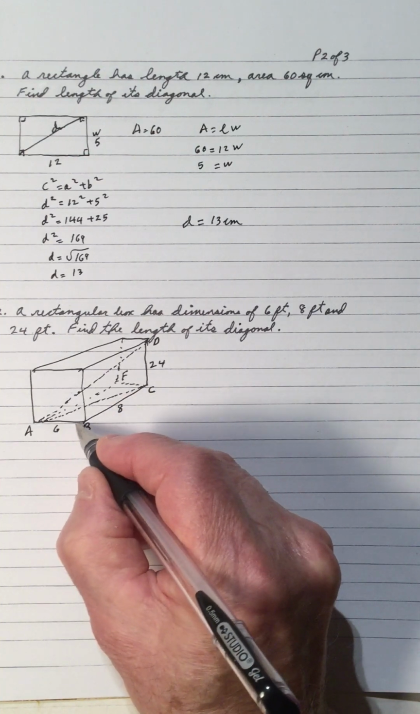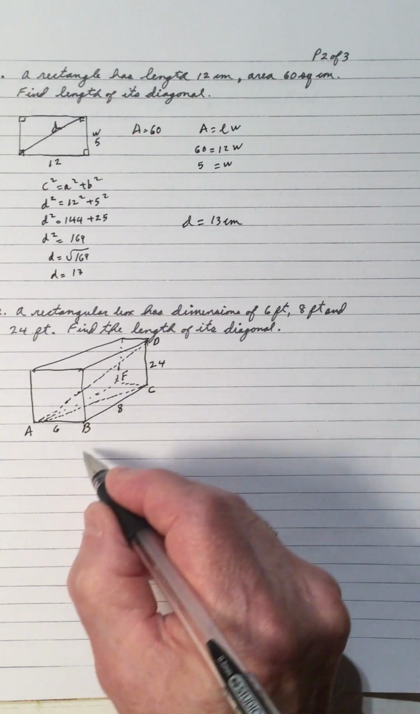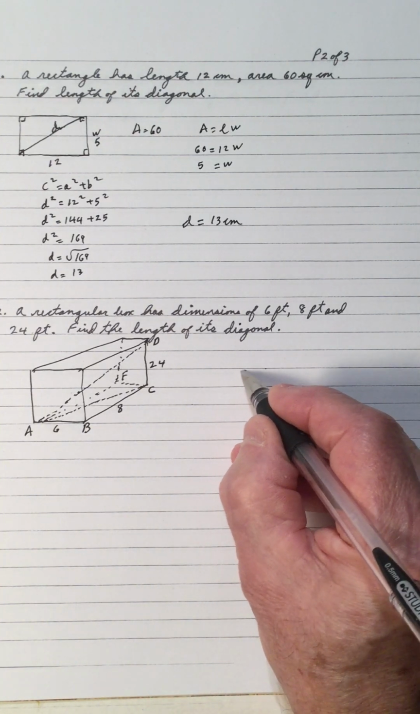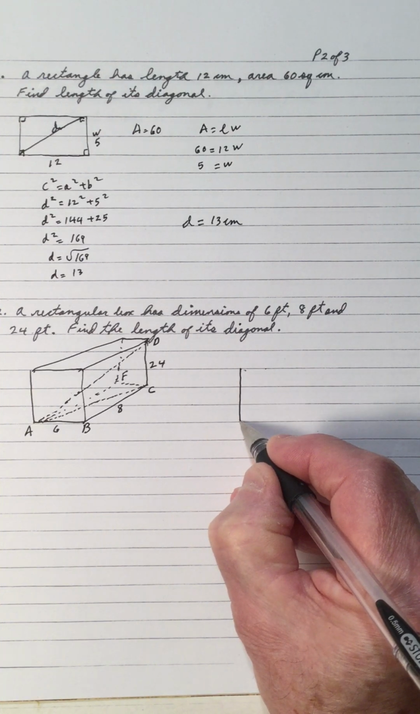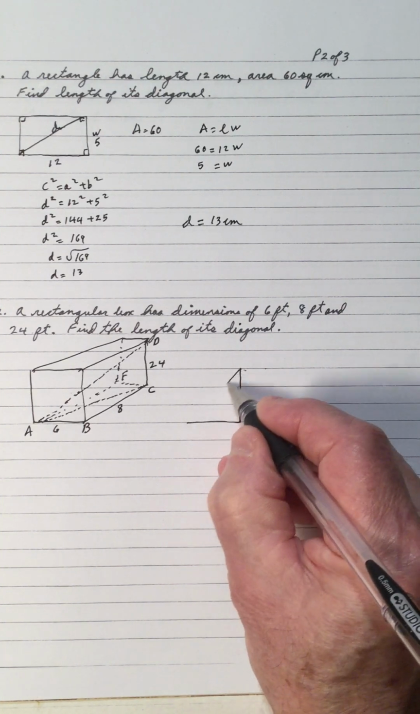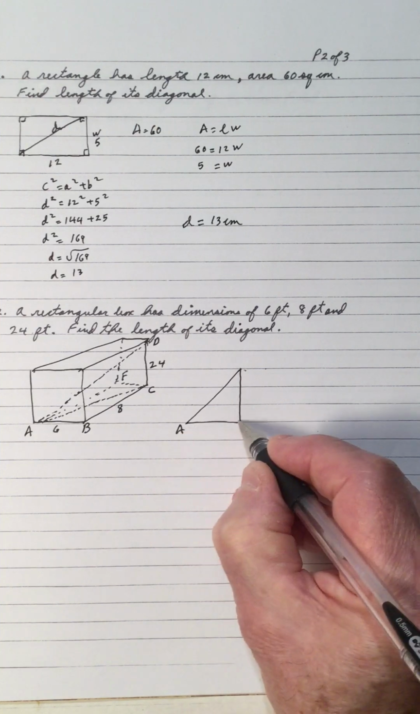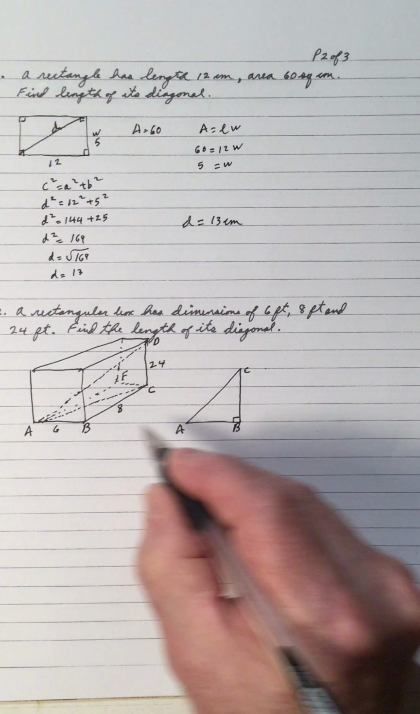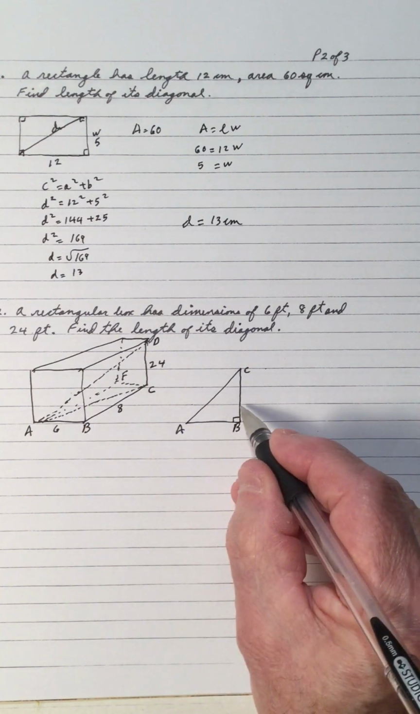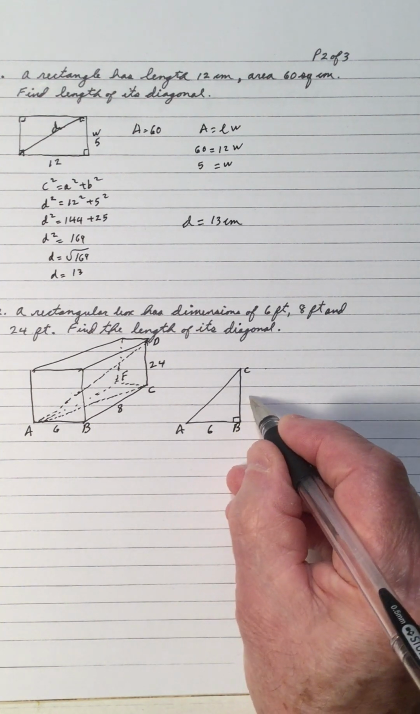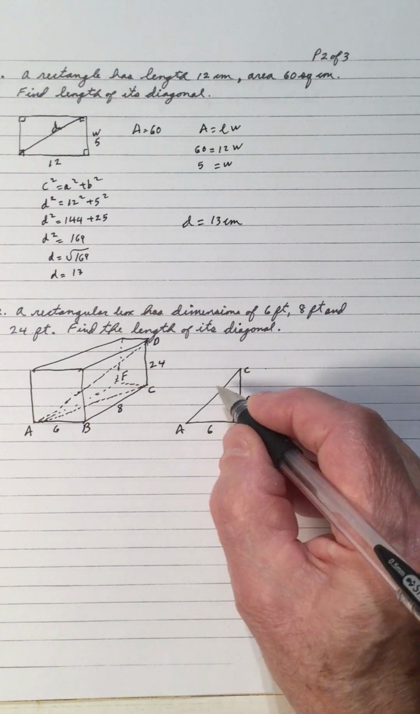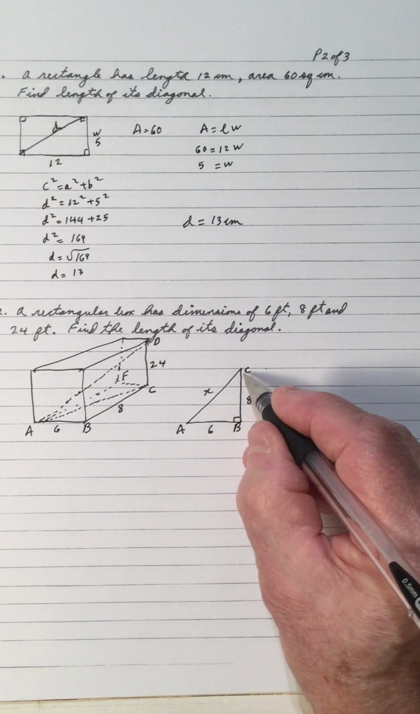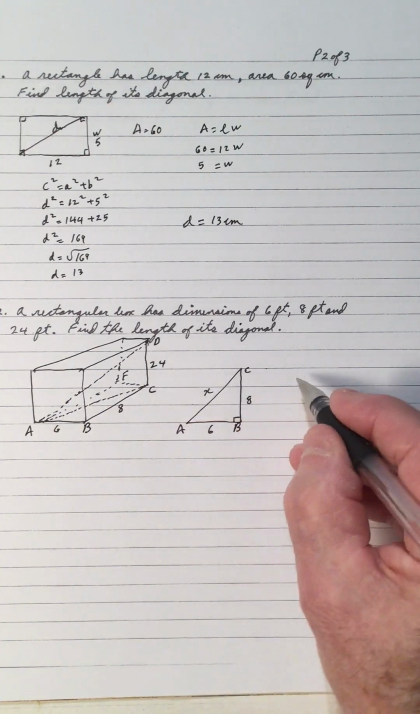I have a right angle here at A, B, C. So if I take that triangle and put it right here, like this, and label it A, B, C, there's the right angle in the corner of the box. This side is 6, and this side is 8. So we'll get AC. AC is the length of the diagonal in the bottom.